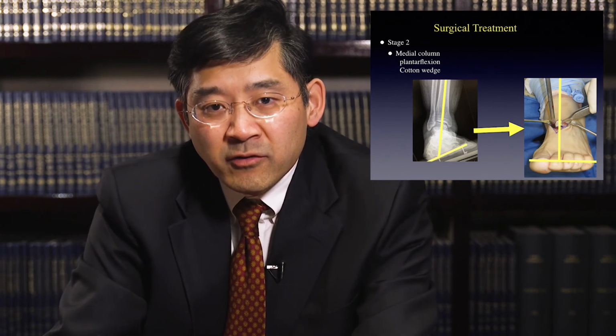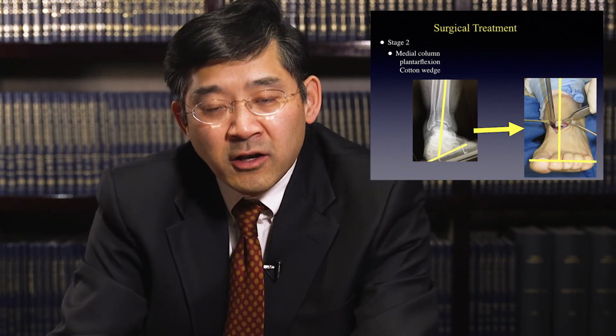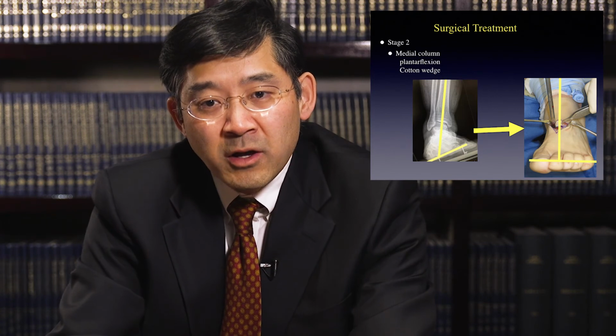So it was Jeff Johnson and myself that repopularized the Cotton osteotomy, and what we'll do is we'll take a wedge of bone and put it into the first ray to bring it down so that the ball of the foot is perpendicular to the long axis of the tibia. The results of stage 2 surgery appear to be quite good. Our colleagues in England looked at a 15-year follow-up for the FDL tendon transfer and the calcaneal osteotomy. And what they found is that 87% of patients were free of pain and functioning well.